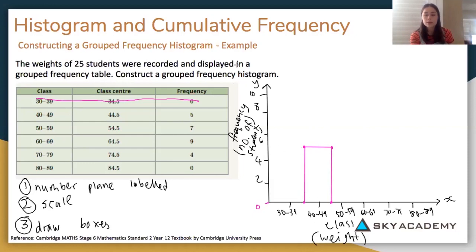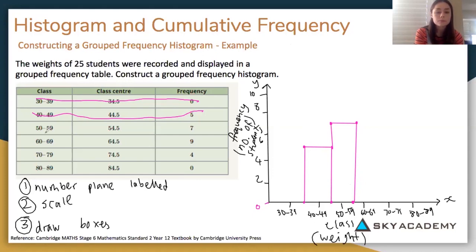So now we're going to do the same, but for 50 to 59. So we've already got our halfway marker there. So I just have to draw my halfway marker in here. And we're going up to a frequency of 7. So 7 would be halfway between 6 and 8. So it might be about there. So now I'm going to connect the dots to make my box. This is just how I draw my boxes on. You might have a different method to drawing your boxes, and that's fine.